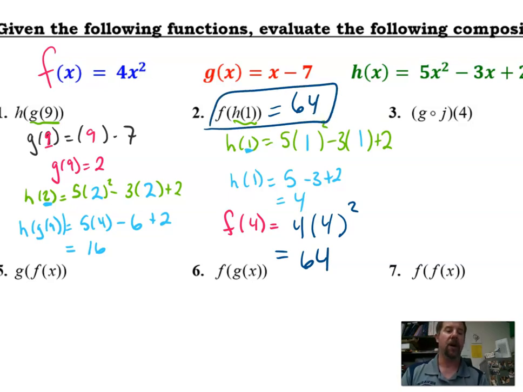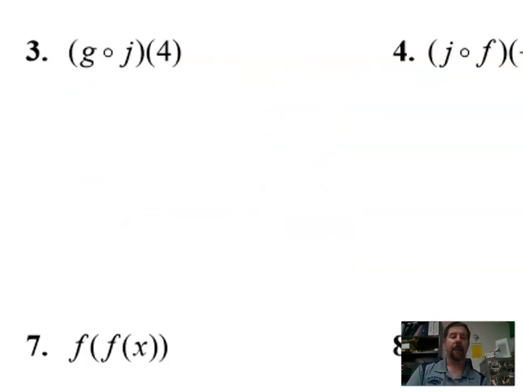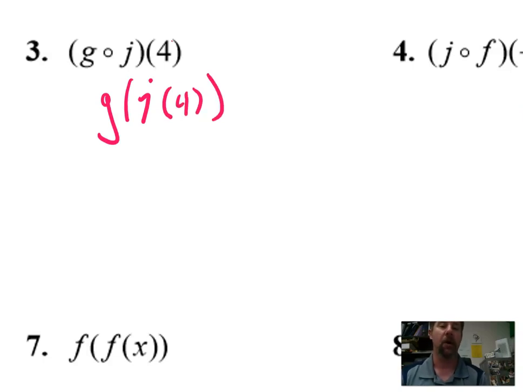All right, moving on, number 3 now. Notationally, number 3 looks a little bit weird. It looks different than the ones we just did. So the first thing, I would fix this so that I understood what's going on. When I see g open circle j, that really just means g of j. And now, because that 4 is at the end, this means g of j of 4. Okay, so it's a problem just like the ones we were doing. It just notationally looks a little bit different. And you will see both of these notations depending on who's writing the problem, so be aware of that.